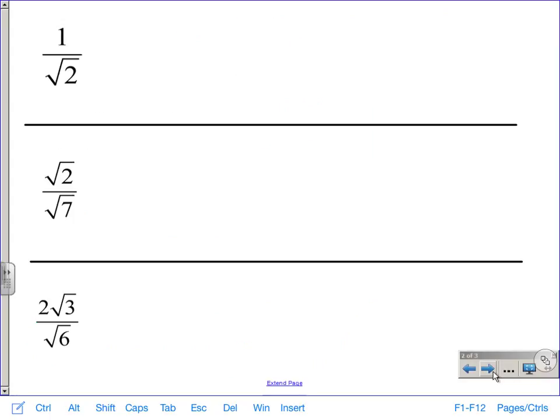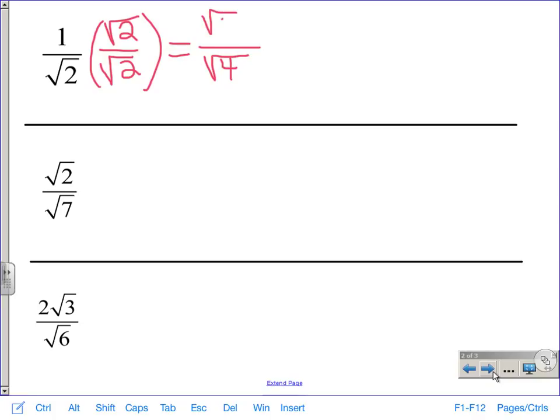So now we're going to look at example 1. In example 1 you can see that radical 2 is in the denominator. So the first step is multiply the numerator and denominator by a radical that will get rid of the radical in the denominator. So what could I multiply radical 2 by to get rid of the radical? If I multiply it by itself, I get radical 4. But if I multiply the denominator by radical 2, I have to multiply the numerator by radical 2 as well. 1 times radical 2 is radical 2.